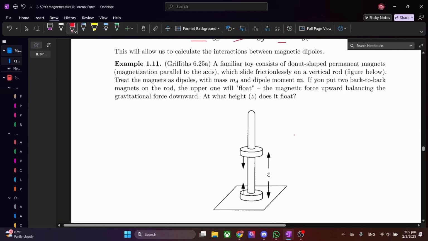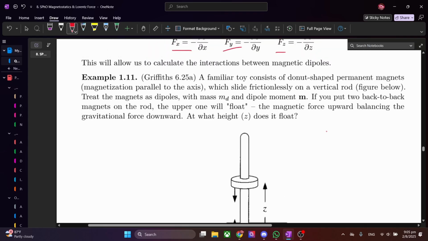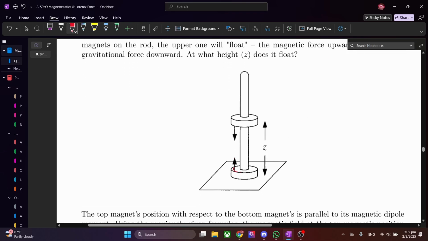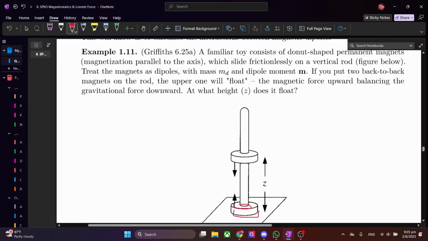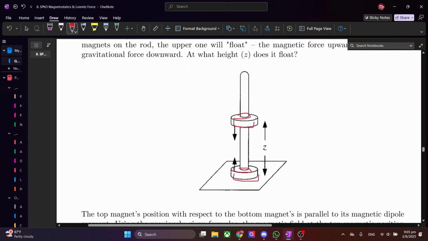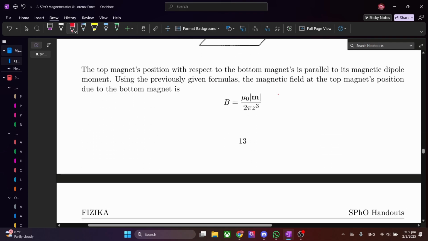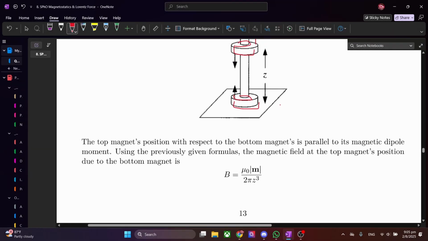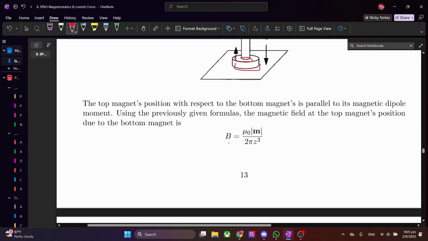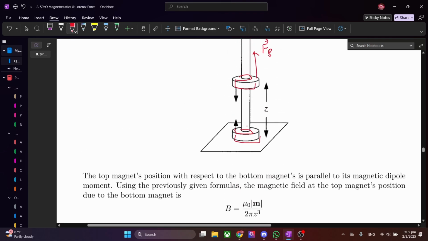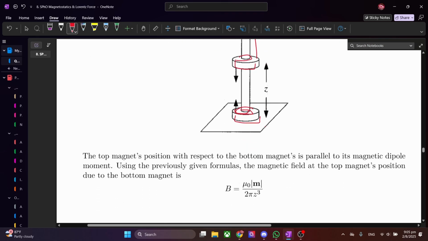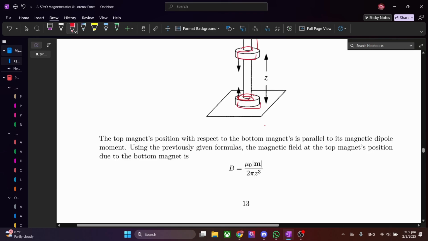So to go through this example from Griffiths, we have two permanent magnets that can be treated as dipoles, and one of them levitates above the other because of the magnetic force acted on by the other one. And we're asking at what height does it float? So how we go about doing this is that the first thing we do is that we consider the magnetic field due to this bottom magnet at the top one lah. And this is from what we derived just now lah.